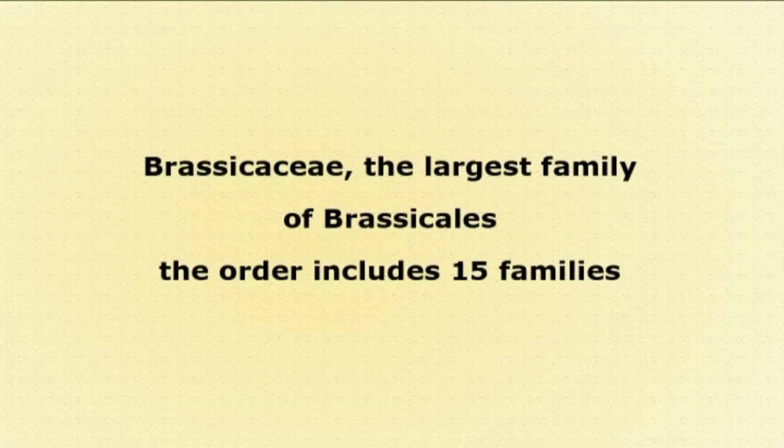Brassicaceae is the largest family of the order Brassicales. In addition to Brassicaceae, the order includes 15 more families. The presence of the phytochemical glucosinolate and also the myrosin cells is considered to be synapomorphic for the order Brassicales. The phylogenetic relationships within the order have been investigated by cladistic analysis, taking into account both morphological characters as well as molecular characters.